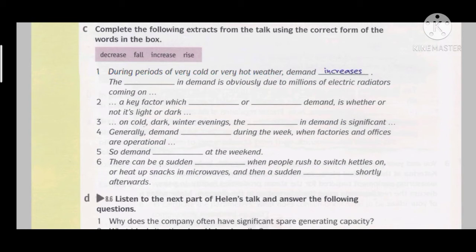Number 2, a key factor which blank or blank demand is whether or not it's light or dark. So now we need 2 opposites. عايزين حاجتين عكس بعض. A key factor which ما نقدرش نقول rise or fall demand. ما ينفعش. Or even falls or rises. ما ينفعش برضه. So what are we going to use? We are going to use increase, the verb, and decrease. So a key factor which increases or decreases demand is whether or not it's light or dark.